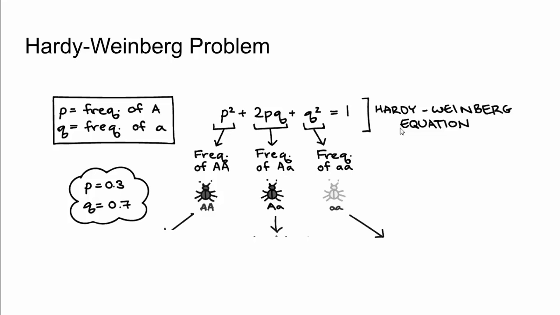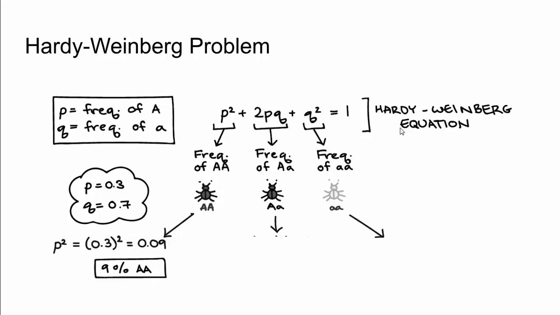But you're close. Correct. So, P squared, which is 0.3. 0.3 times 0.3 is 0.09. So what that means is 9% of this population will have the homozygous dominant genotype.